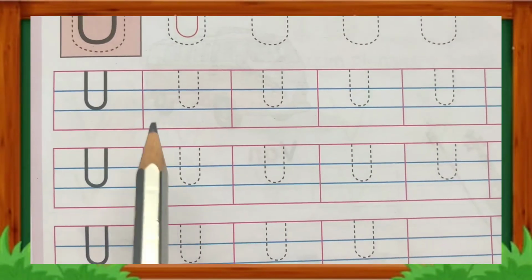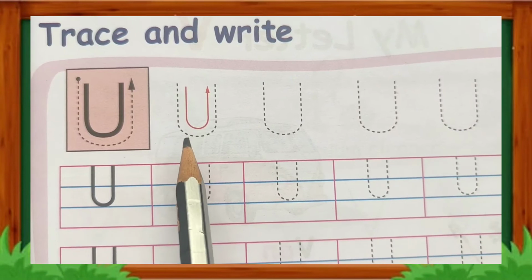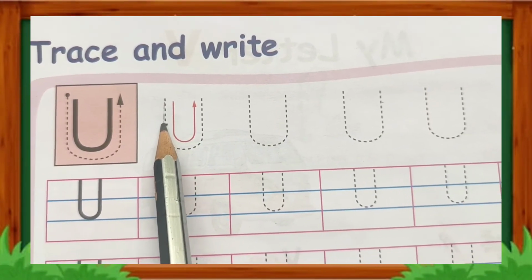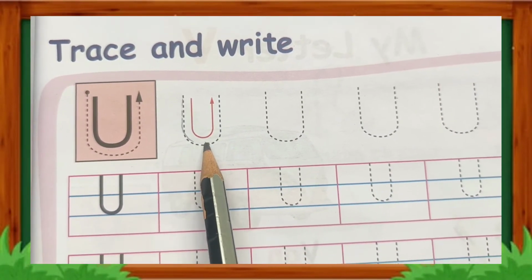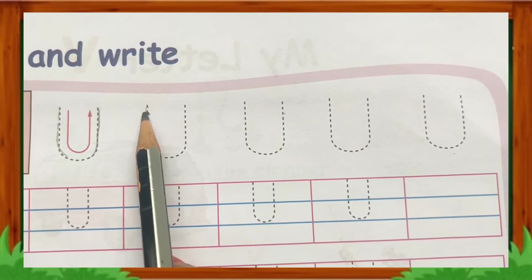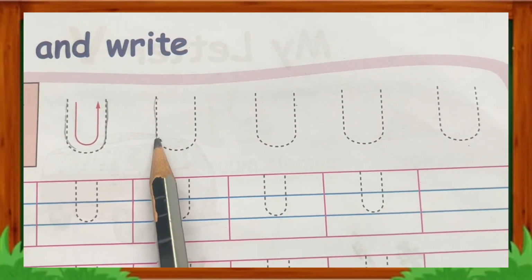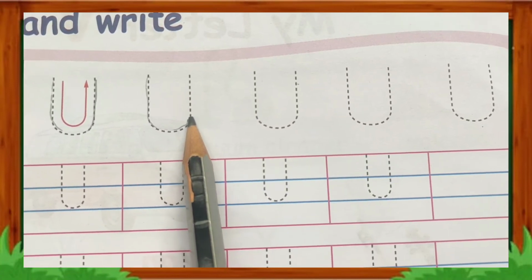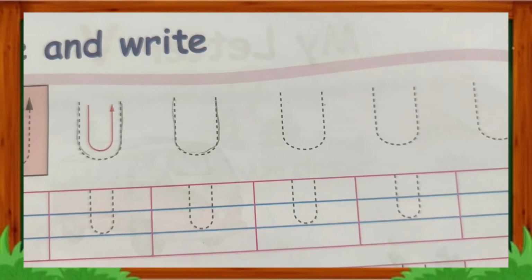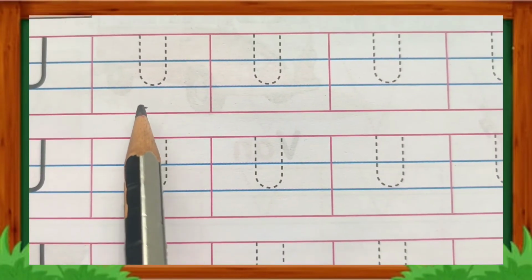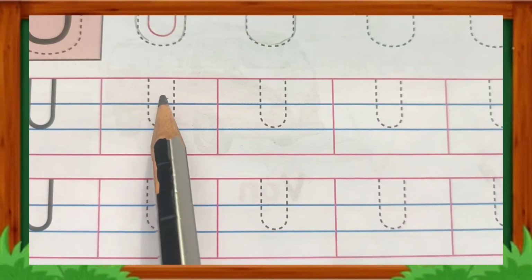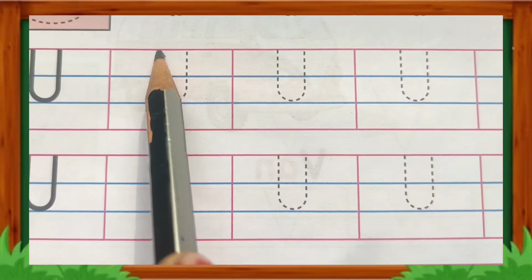Trace and write. How to write letter U? Draw a standing line and upward curve. Capital letter U. Draw a standing line and upward curve. Capital letter U. How to write in 4 lines? We use only 3 lines.